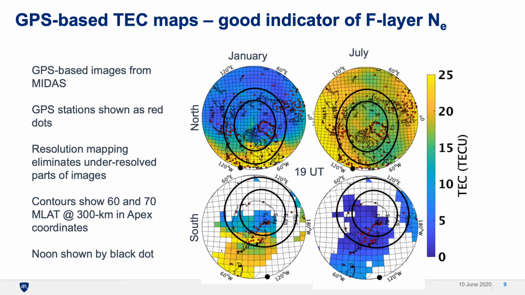And in July, the polar caps are a lot more uniform. So the north has higher densities than it did in January, of course, but it doesn't have the same strong structuring. And the same is true in the south, where actually the densities are very low, but once again, it's very uniform in July.